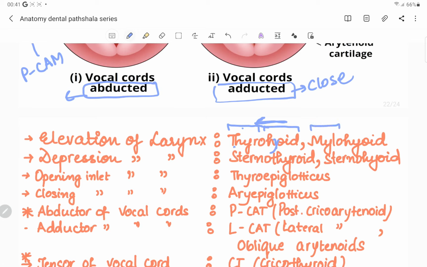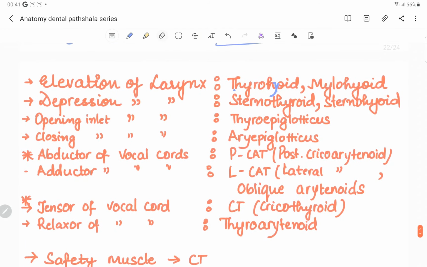Mylohyoid, again from the mylo to the hyoid bone. So it is going to pull the hyoid bone. So these are the elevators of the hyoid, right? So suprahyoid muscles, I can say, are going to elevate the larynx. Again, depression will be the infrahyoid, the muscles which are going to pull the hyoid bone downwards toward the thorax. So they are the depressors of the larynx, the sternothyroid and the sternohyoid. The opening of the inlet of the larynx is due to the thyroepiglotticus. The closing of the inlet of the larynx is due to the aryepiglotticus.